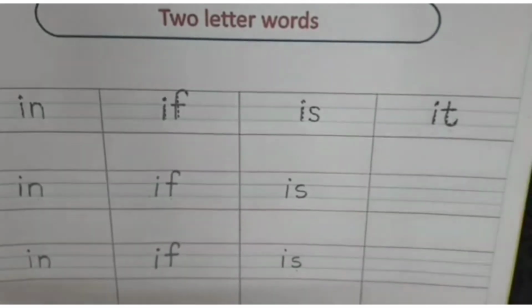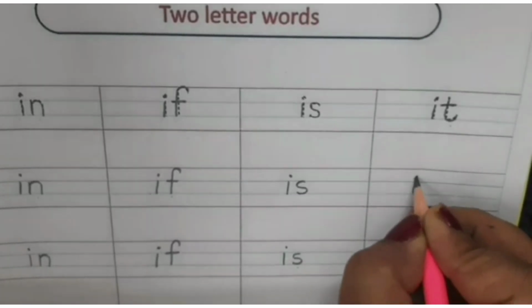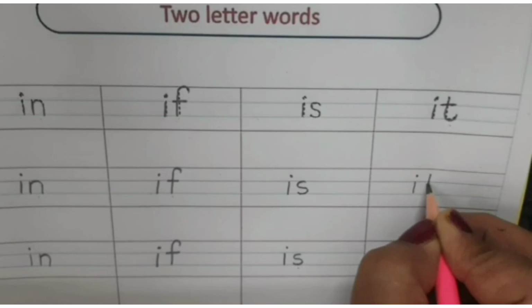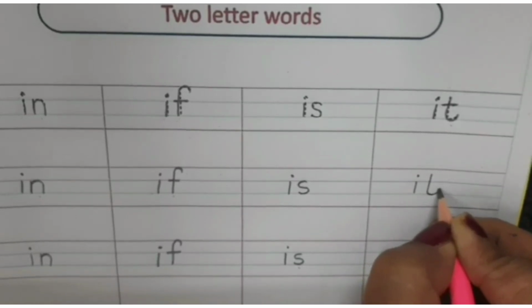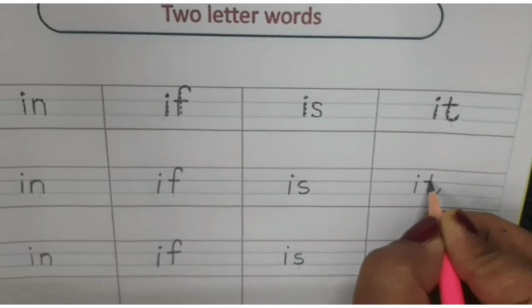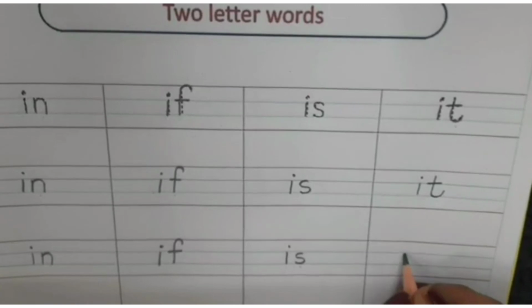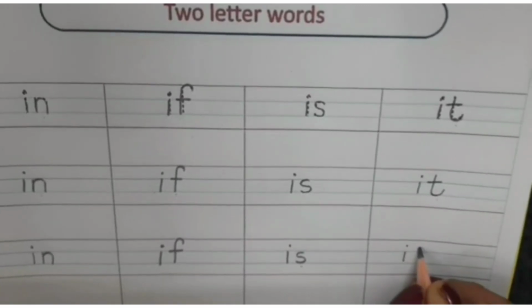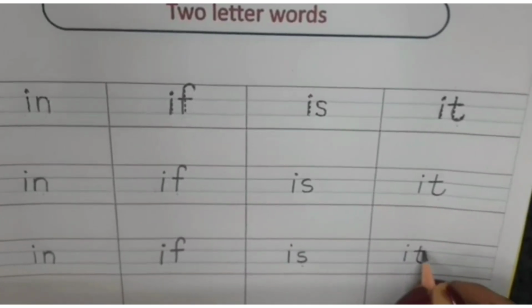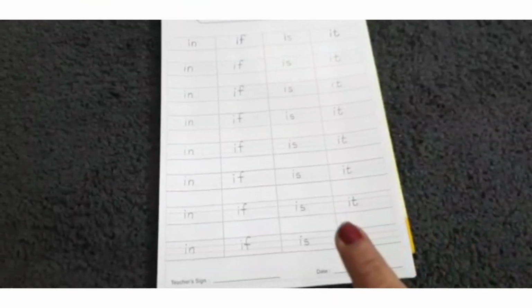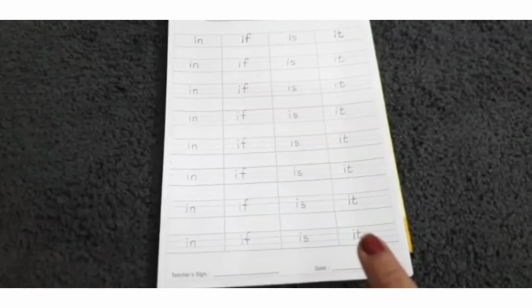I, T, it. Standing line, dot. Little bit below the red line, standing line, touch the second blue line, make a curve, and sleeping line on the first blue line. I, T, it. Like this, you have to complete the whole page of two-letter words.